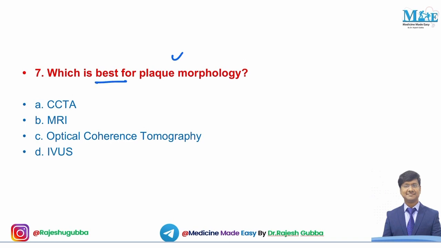Which is the best for plaque morphology? CCTA, MRI, optical coherence tomography, or intravascular ultrasonography, that is IVUS. The best for plaque morphology is optical coherence tomography. OCT is best, followed by IVUS, which is an invasive procedure, then followed by CCTA. So this is the order in which you will be able to assess the plaque morphology.